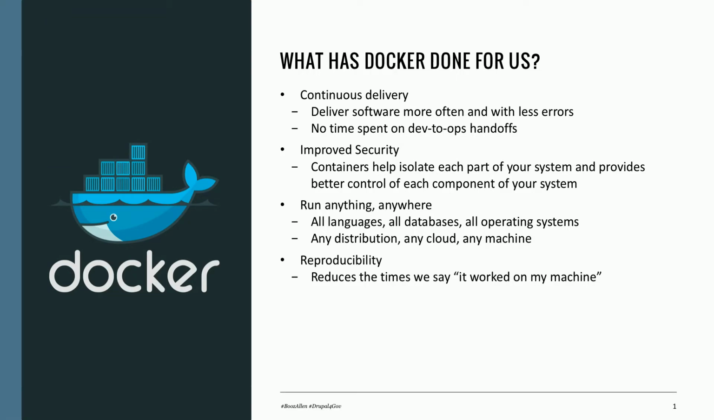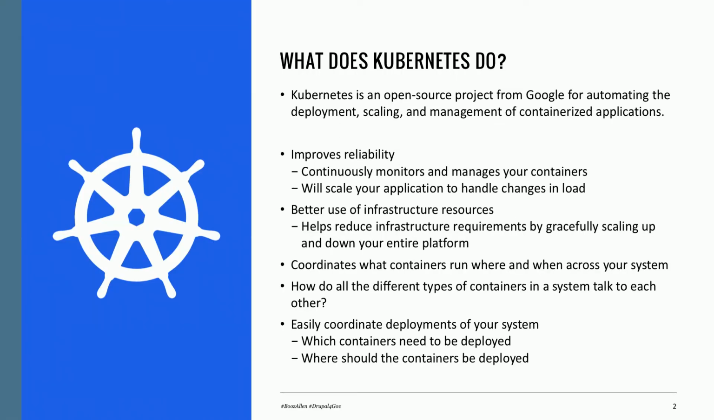And so, great. Docker is fantastic. But what doesn't Docker do, and what does Kubernetes do that helps on top of Docker? So, the little blurb that they say: Kubernetes is an open source project from Google for automating the deployment, scaling, and management of containerized applications. Wonderful.